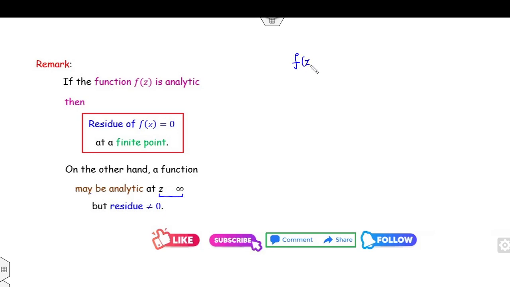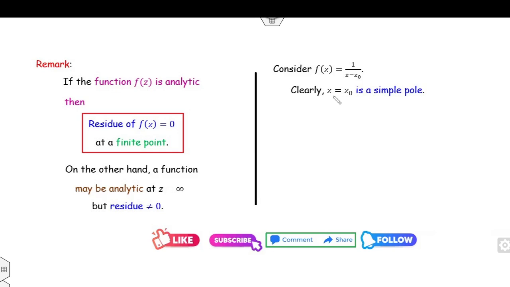Can you provide an example? We already discussed it in our Cauchy integral formula. If you consider the function f(z) is 1 over z minus z naught, then clearly z equal to z naught is a simple pole, and the function value at this point will be infinity. That means the function is analytic at the point infinity, because what is the value at infinity? This value will be 0, and hence it's a finite number, therefore the function is analytic.